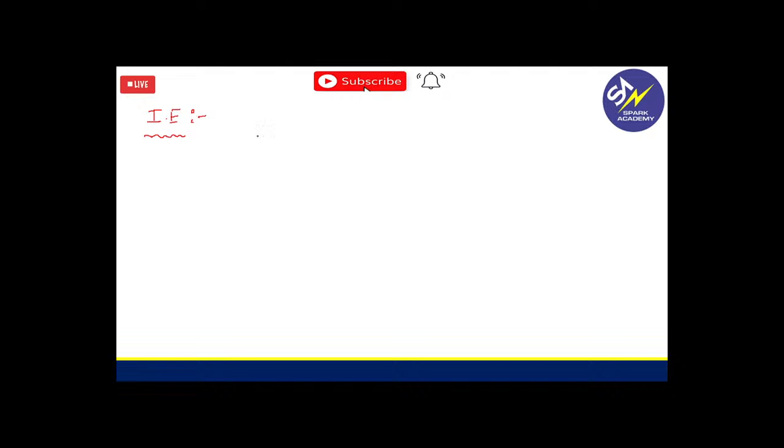Now see, for example, I am taking a carbon chain, which is attached to atom X, where X is a more electronegative atom than carbon.